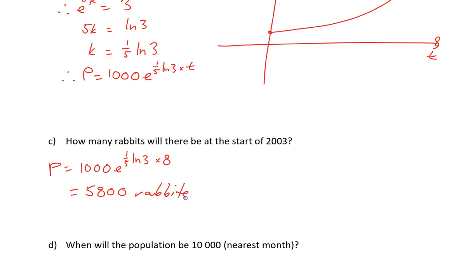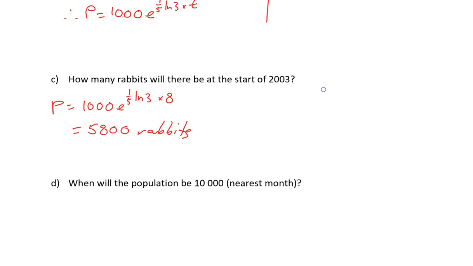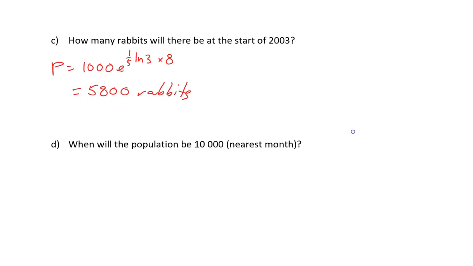Rabbits. Build a wall to keep the rabbits out. How many rabbits will there be at the start of 2003? 5,800 rabbits. That sounds pretty good because, you know, we saw that a few years ago it was 3,000. Yeah, that's increasing at a reasonable rate.